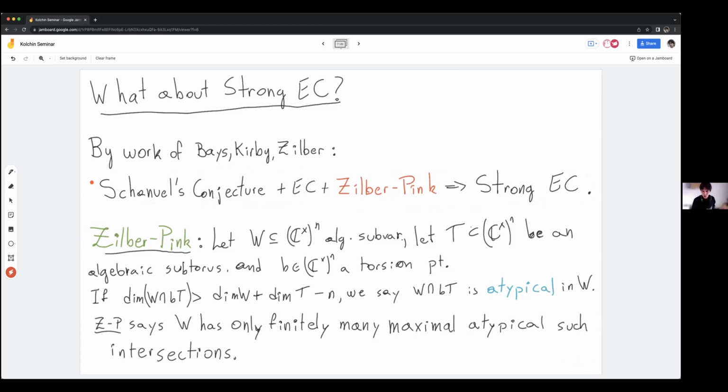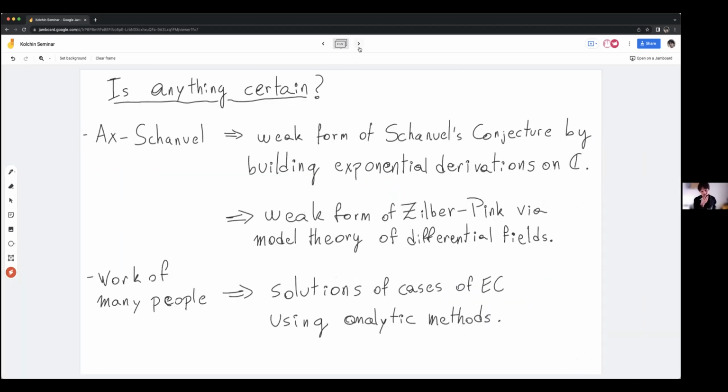Is there anything that is certain about anything? Well, yes. So the point is that there is sort of this thing where sums of conjectures give you other conjectures, and okay, but Ax-Schanuel, we've already seen, is able to provide a weak form of Schanuel. And there's another very important theorem, which says that Ax-Schanuel is able to provide a weak form of this Silber-Pink conjecture using model theory.